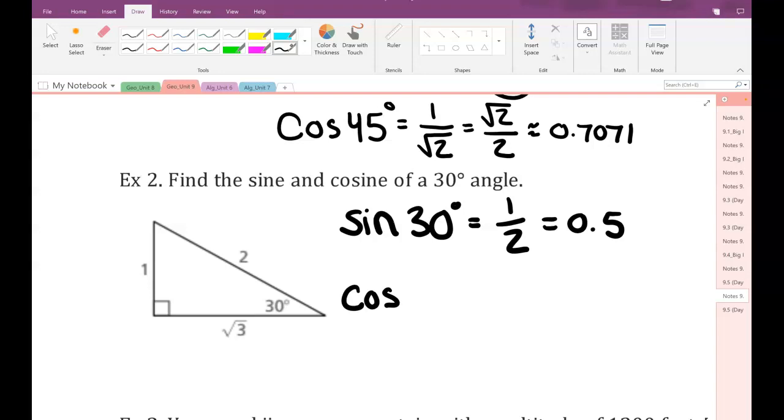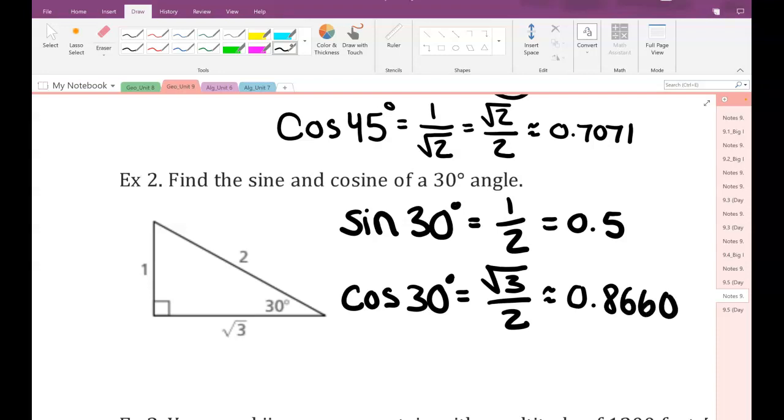Cosine of a 30-degree angle. Our adjacent side is going to be the square root of 3 in this case. So we have the square root of 3. Our hypotenuse is still 2. So an exact answer would be square root of 3 over 2. If it was asking you to give an approximated answer, you could say 0.8660. That'd be your approximated answer for the cosine of 30 degrees.